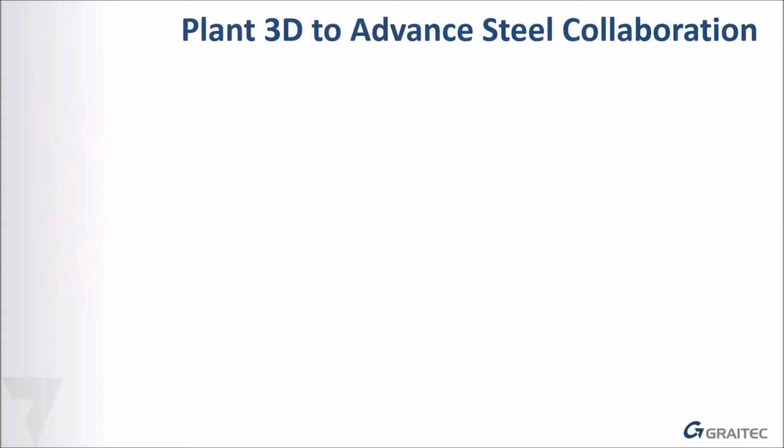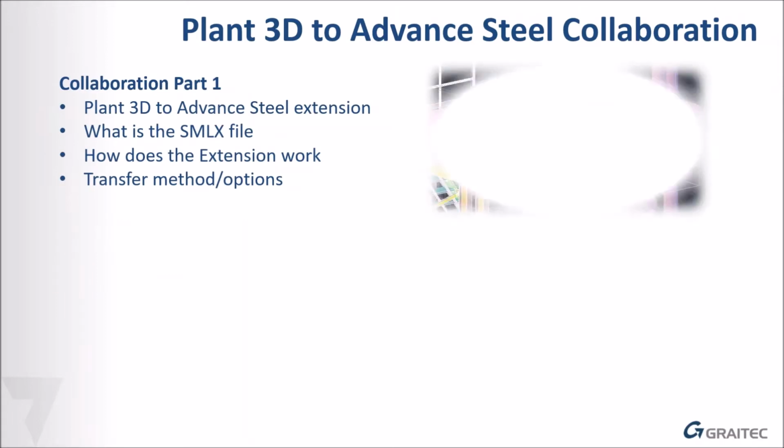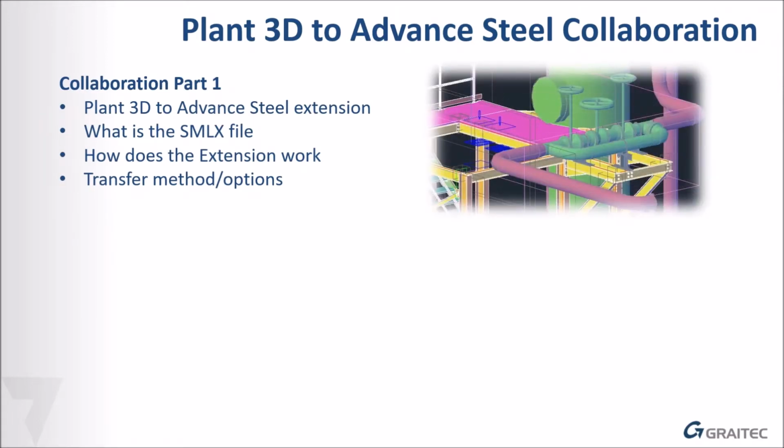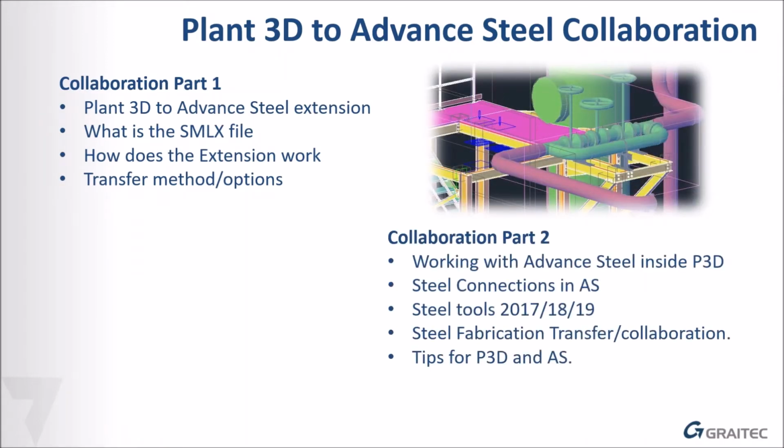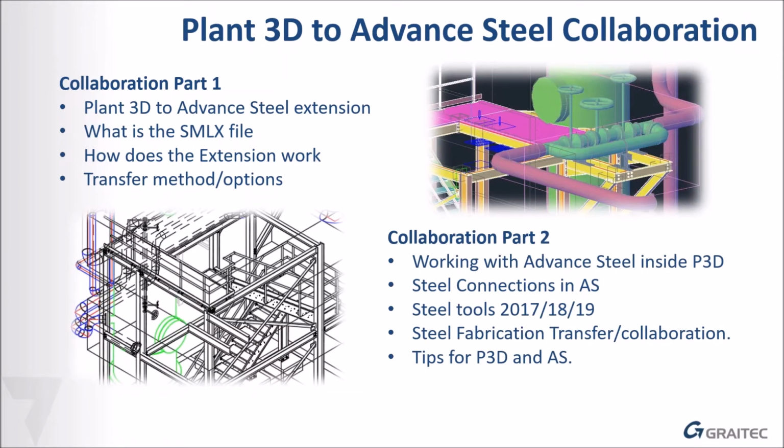So moving on today to Plant and Advanced Steel. These products do go together very well, and they do collaborate. There's a couple of different methods for doing this and a couple of different workflows. I tried to group it into two areas. Fundamentally, the first one is what we call the transfer file, which is the SMLX file. It's an extension that's available, and it's actually available for Revit as well. And it uses some of that technology inside Plant as well.